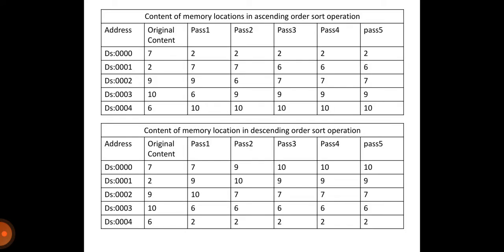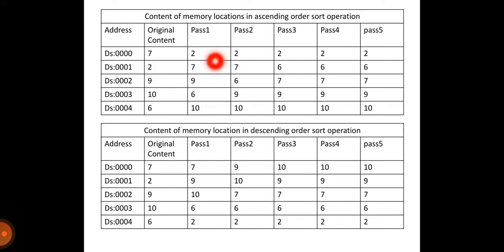Again, some practical observations are asked. Suppose the given array is 7, 2, 9, 10, 6. You can observe, very simple. 7 compare with 2, 2 comes first. 7 compare with 9, 7 comes first. 9 compare with 10, 9 comes first. 10 compare with 6, 6 comes first. 10 has its proper position.